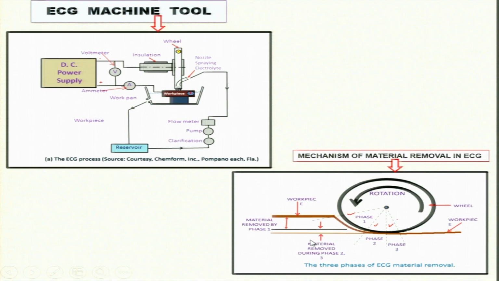This is known as material removed by phase 1. So, this amount of material, or in this zone, the material is removed by phase 1, in this zone material is removed by phase 2, and in this zone material is removed by phase 3. And I will show you the larger size of this figure which will make things more clear.